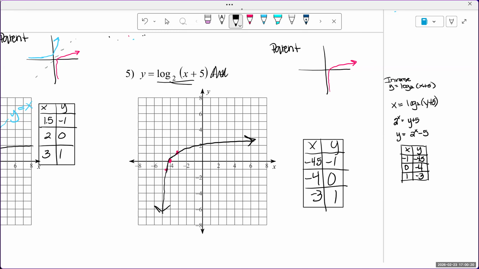Okay, here's my parent graph. See how important it is to do the parent graph? Now, this has been shifted 5 units to the left. That's why it's no longer hugging the y-axis. But look, it's the opposite of +5. It's been shifted to the left 5, just like all the others work.